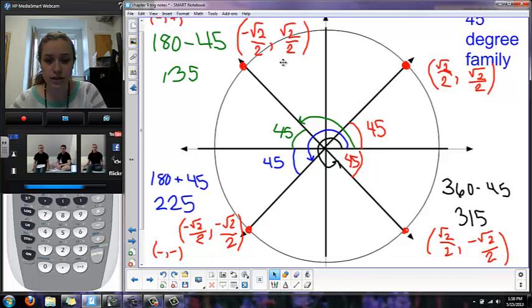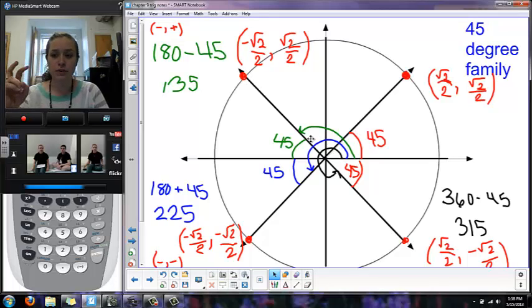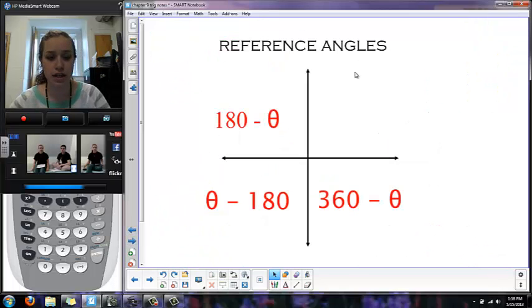But to figure out what these other angles were, 135, 225, and 315, we used something that we call reference angle formulas. Okay? So in the second quadrant, we have 180 minus whatever theta was. In this case, our theta was 45. Down here we have 180 plus 45, so 180 plus theta. And then in the fourth quadrant we have 360 minus 45. So what we call that are reference angle formulas.